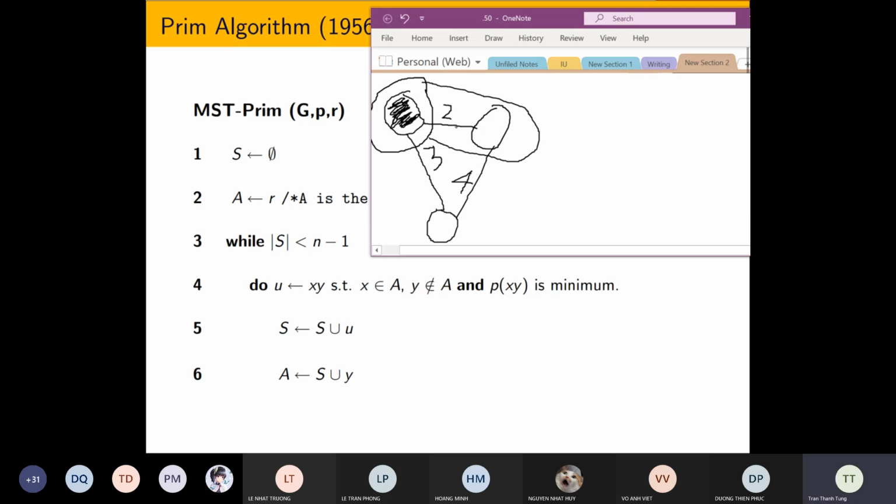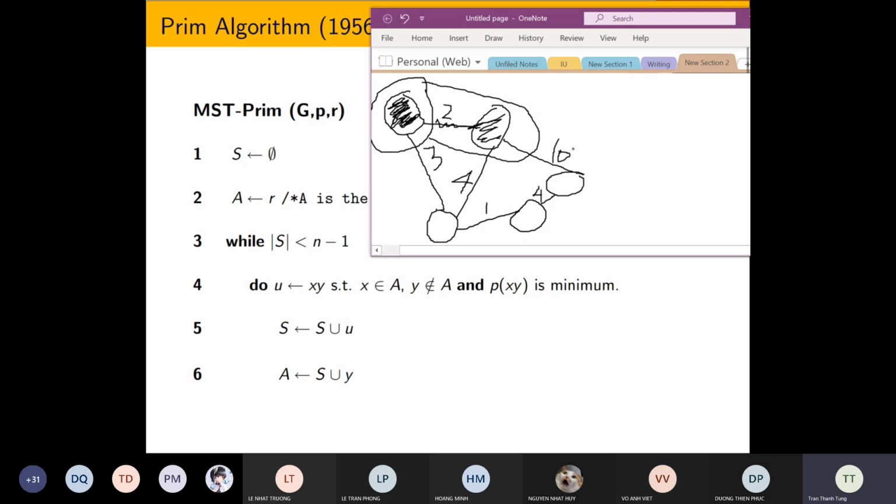So we have this one. We include y, the extreme of the edge, into A, and we include this edge into the output set. Okay, and continue. Let's say I have this. Assume we have this one, this one. We have 1 here. We have say 10 here. We have 4 here.